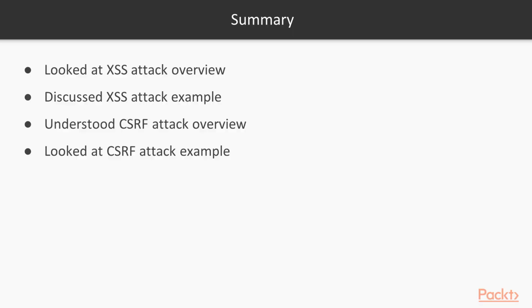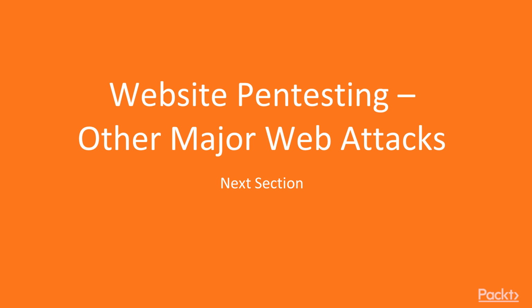Now let's talk about the section summary. What we have learned in this section: first of all, we have learned about the XSS attack overview, then we have learned about XSS attack examples, then we learned about the cross-site request forgery attack introduction, and finally we have performed practicals on cross-site request forgery. So this is all about this section, and in the next section we will learn about website pen testing and other major web attacks.